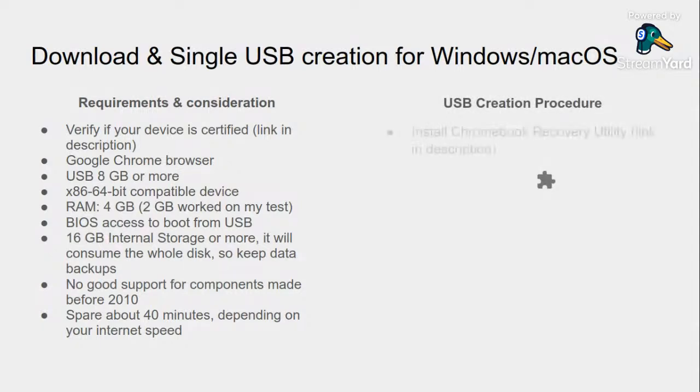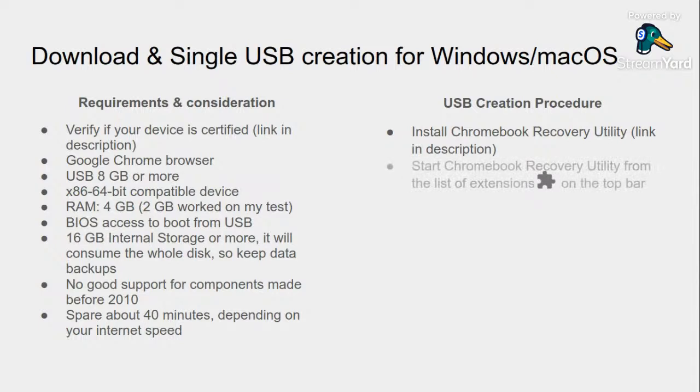So following is the USB creation process. You need to install the Chromebook Recovery Utility. The link is in the description. Install and start the Chromebook Recovery Utility from the list of extensions. Here is the icon. It should be on the top bar on the right side.